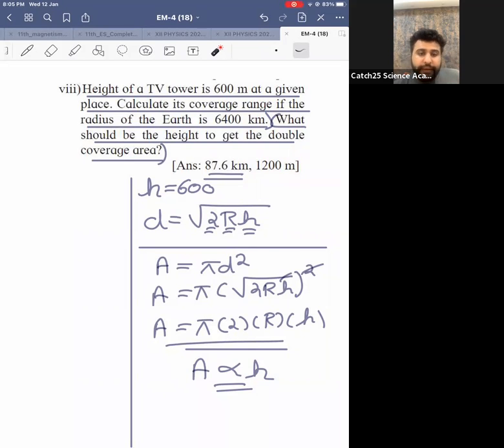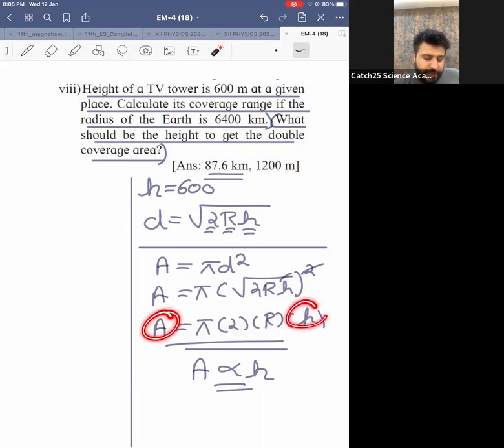And how did I get that relation? I got that relation from this formula. I'll repeat. Area is pi into d square. D I substitute it as square root of 2rh square. Square root and square will cancel. Therefore, I know the value of area is pi into 2 into r into h.